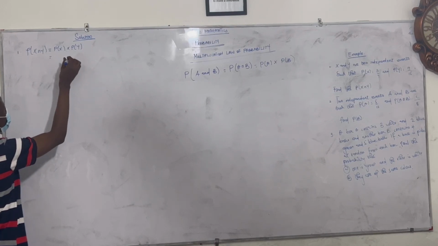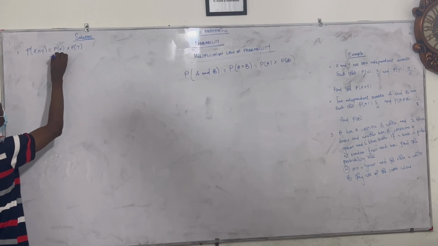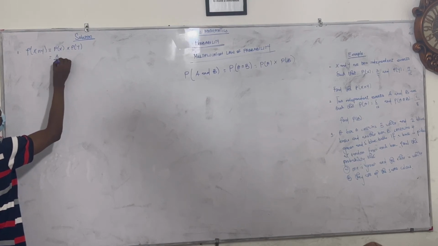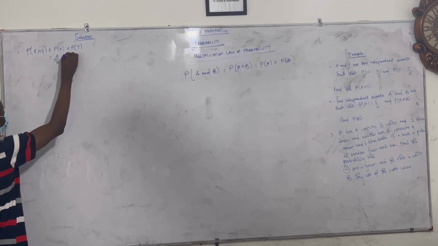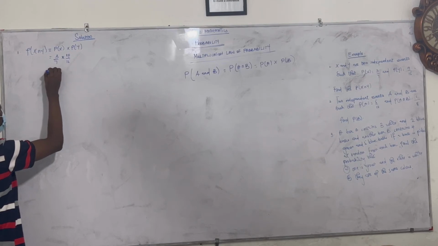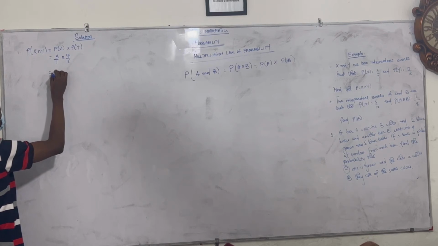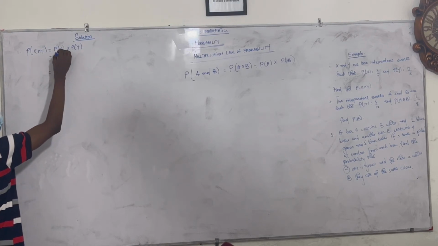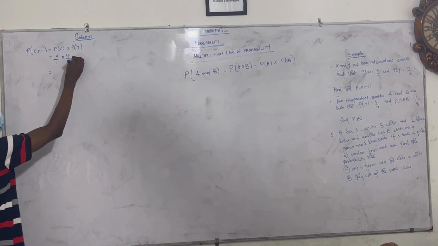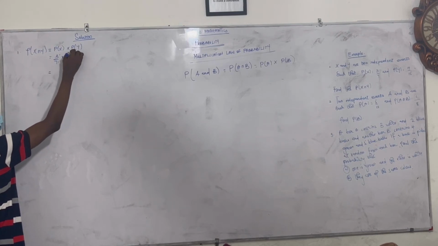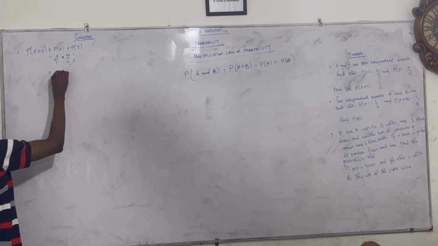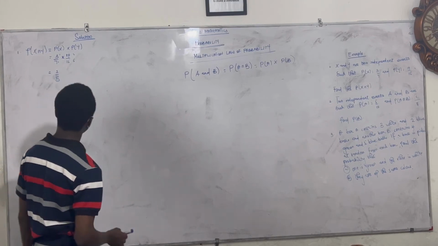Probability of X is 3/7, times the probability of Y. That gives 42 over something, but I think something can cancel out. 3 will cancel itself one time, go into 15, 5. 7 will get into itself 1, go into 14, 2. So you have 2/5. It's better that way. Okay, so that is it.